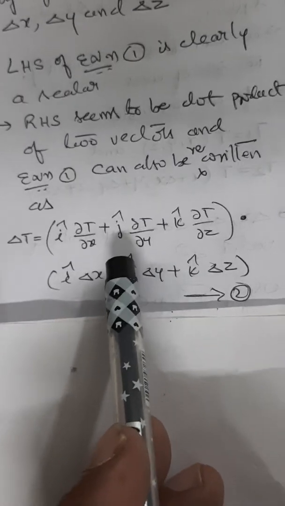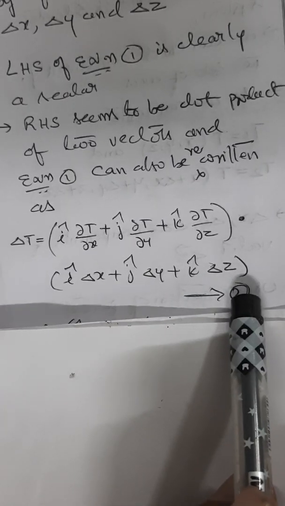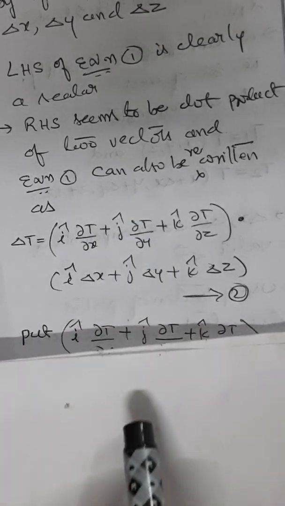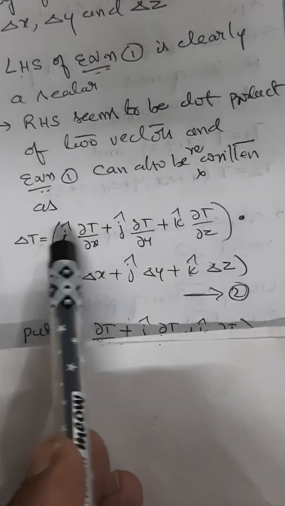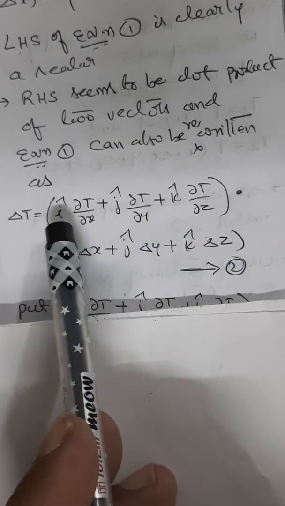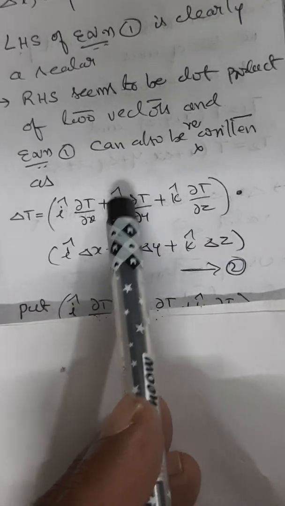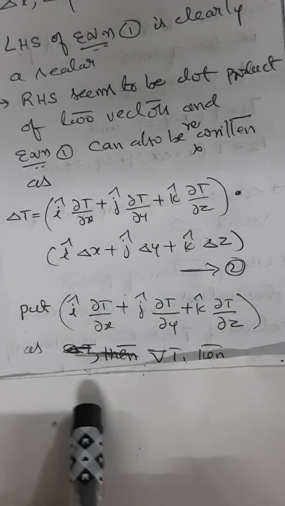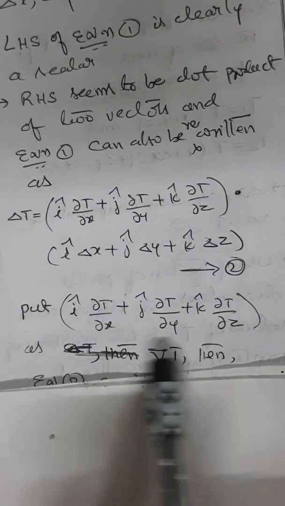To simplify this, let me call it equation 2. So therefore, this entire term, the first term on the right hand side, that is I into dou T by dou X, J into dou T by dou Y, K into dou T by dou Z, you can represent as del T.